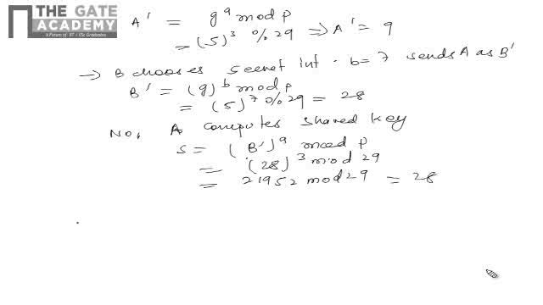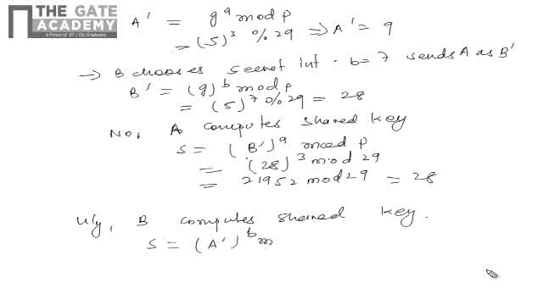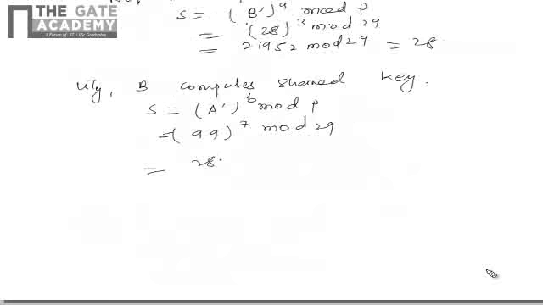Similarly, when B computes the shared key, S value will be A dash to the power of B mod of P. So 9 to the power of 7 mod 29. Actually, that will be 28.